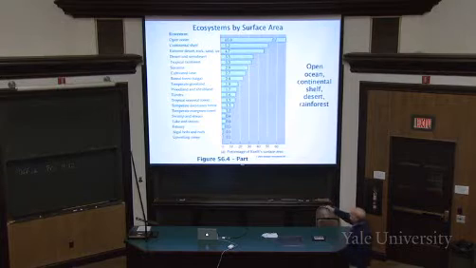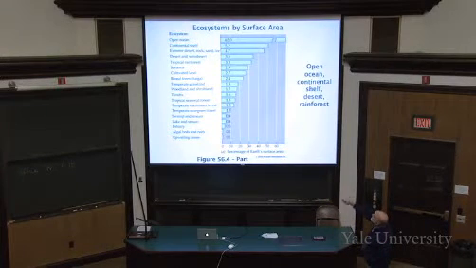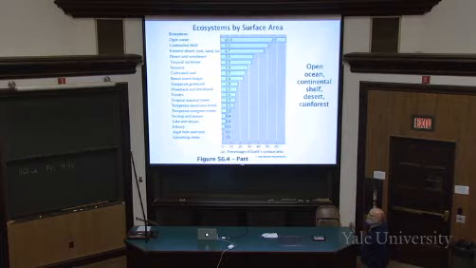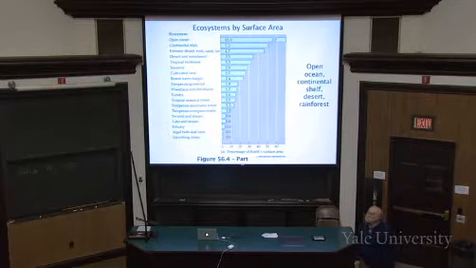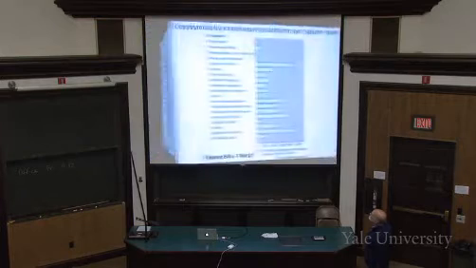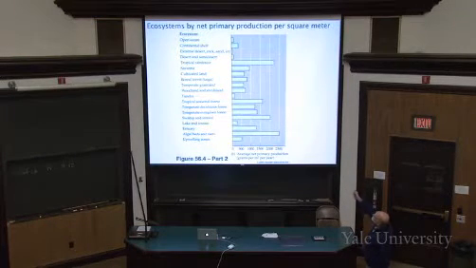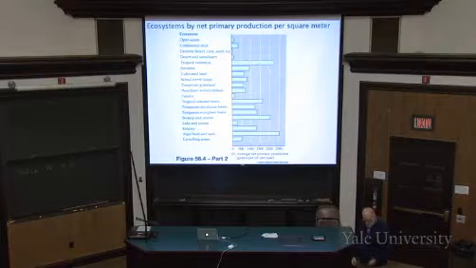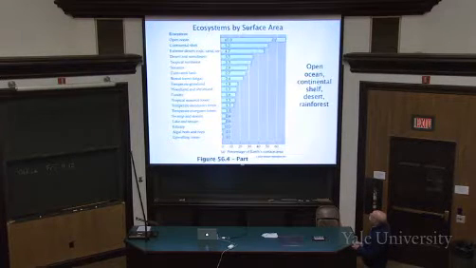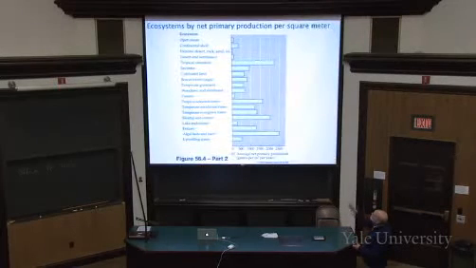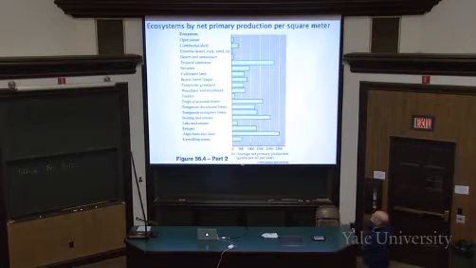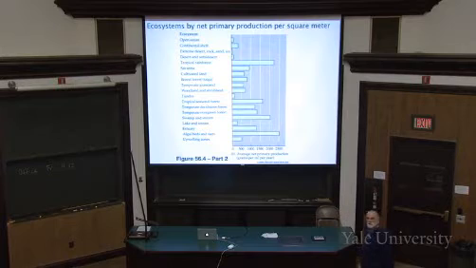So here, if you were just to look at that, you would say, well, open ocean, continental shelf, desert, and rainforest are the main biomes on the planet. That's just by surface area. If you look at net primary production per square meter, you get a totally different view, okay? So this is just by surface area, and this is by primary production per square meter. Look at how lousy the open oceans are.